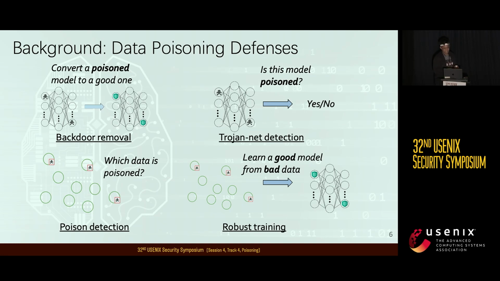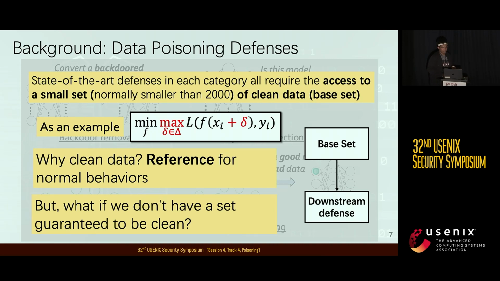And then it's Trojan net detection, which helps determine whether a given model is poisoned or not. And robust training, which aims to learn a good model from bad data. A closer examination reveals that these defenses need a small, clean data set, which we refer to as the base set. For instance, our adversarial unlearning technique from ICLR 2020 used a clean data set to synthesize the noise. Such a small base set matters because state-of-the-art defenses require a reference provided by the clean distributed data as the normal behaviors.